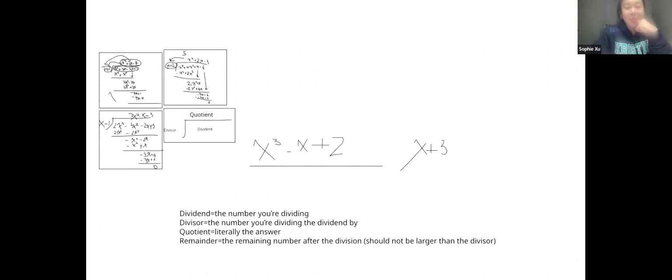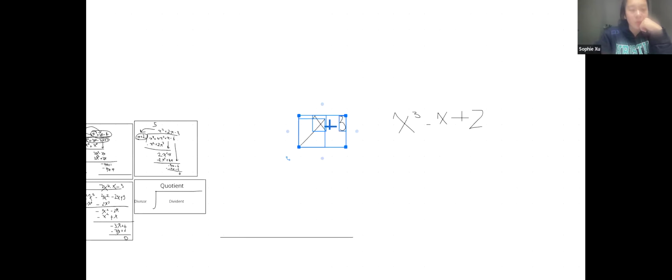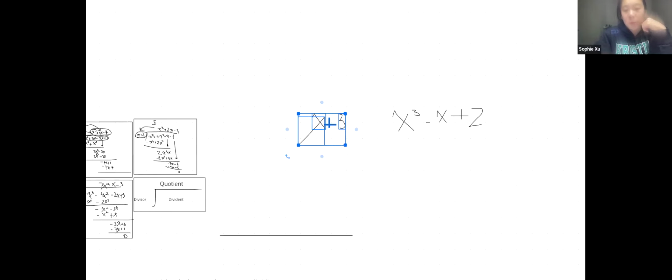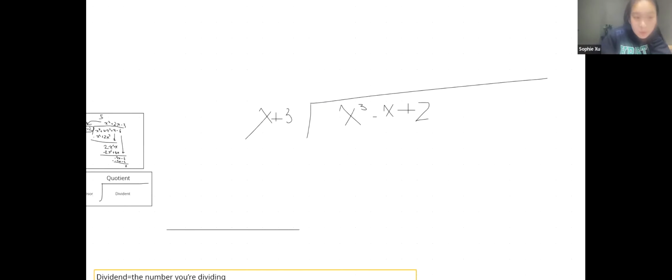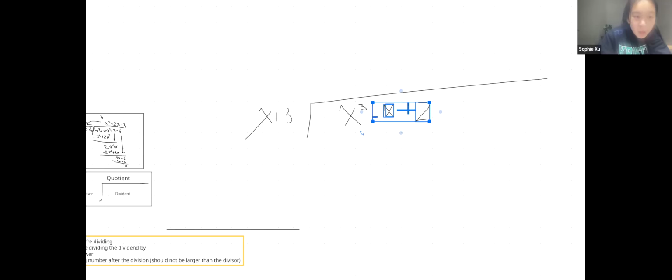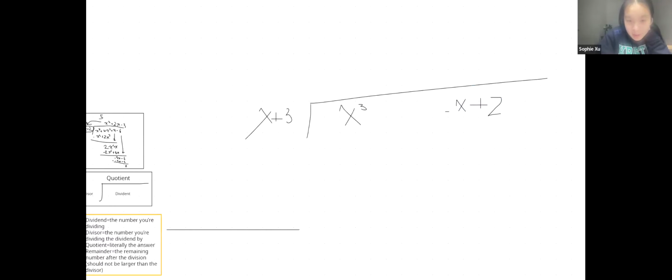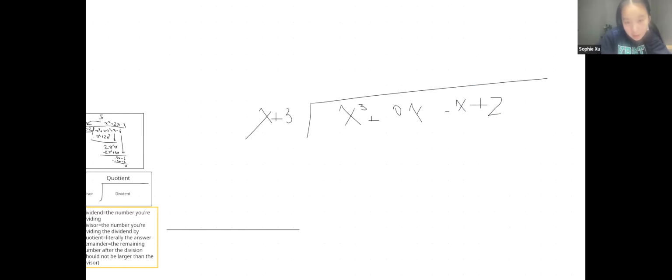All right, let's move this, because I'm just really not bothered to write that again. Normally what I would do is leave a space for the x squared term and write plus 0x squared, because that's essentially what it's saying, right? And then you basically just do the same thing.